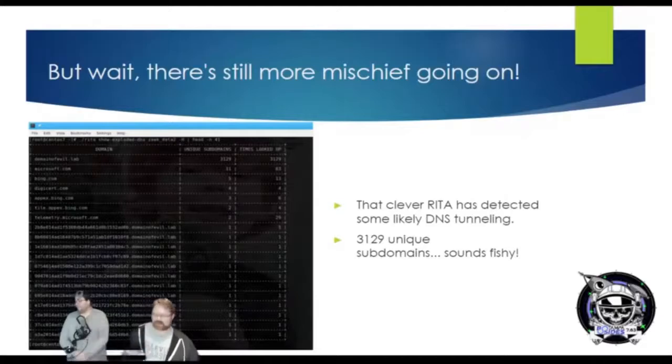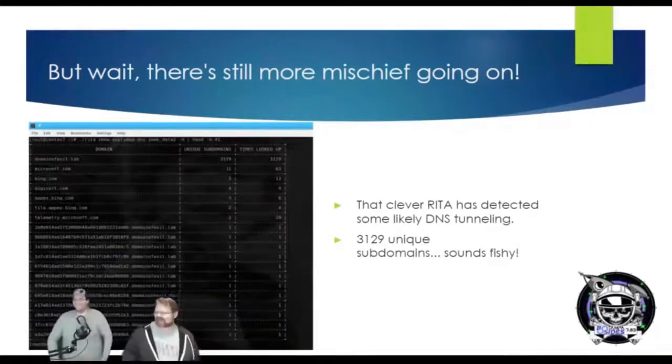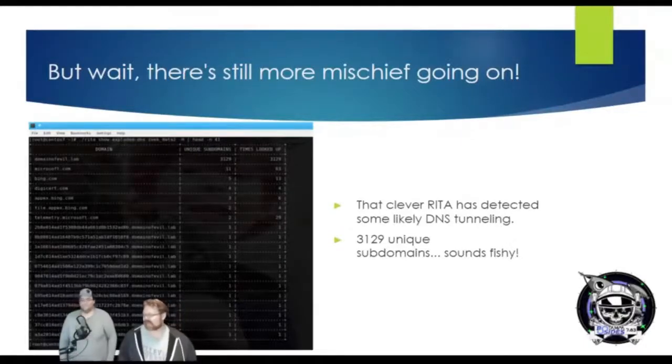But wait! There's more mischief going on. Remember we mentioned that RITA has the ability to detect DNS tunneling? Well, that clever RITA has detected some likely DNS tunneling. In this case, we see 3,129 unique subdomains in the evil.lab domain. That sounds fishy to me. Probably sounds fishy, doesn't it? So basically, we've identified a likely instance of DNS tunneling, where command and control messages are sent over UDP datagrams over DNS.